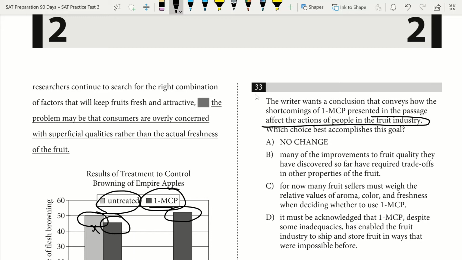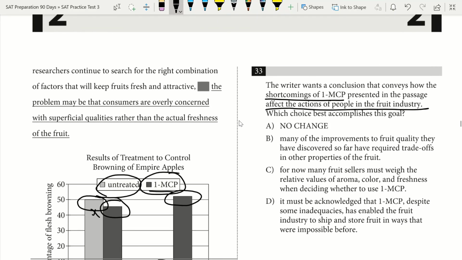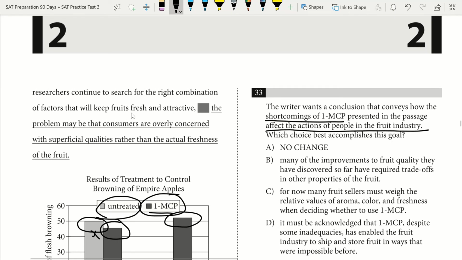A lot of times with the last paragraph of an SAT writing passage, you'll be asked to do something with a last sentence or a closing thought or a closing sentence. And in those situations, you want to pay close attention to what you're asked to do with that closing thought. So in this case, we want to show how the shortcomings of 1-MCP are affecting the actions of people in the fruit industry. Okay, so we're really looking at producers in the fruit industry and how this is impacting them. So they're searching for the right combination of factors that will keep fruits fresh and attractive. A, the problem may be that consumers are overly concerned with superficial qualities. No, because we're not concerned with consumers right now. We're concerned with producers and how this is affecting their actions.